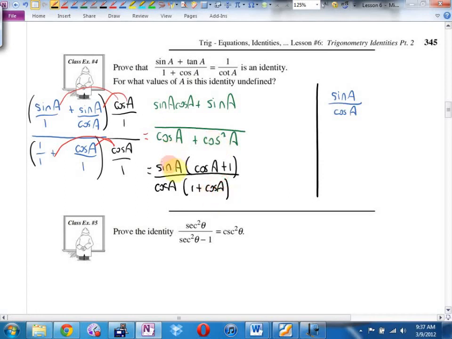By the way, what was the GCF on the top, Eric? What's on the top over here? What was the GCF on the bottom? What's on the bottom over here? Oh, what can I do with those two things? You mean a cos A plus 1 and a cos A plus 1? How many cos A plus 1s do I have on the top? 1. How many do I have on the bottom?